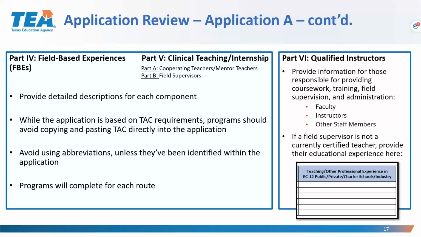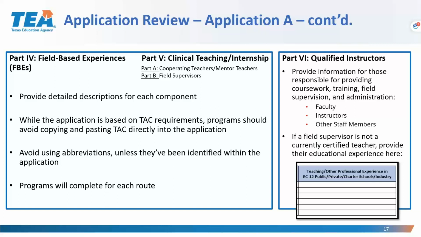For parts 4 and 5, programs should provide detailed descriptions for each component. While the application is based on TAC requirements, programs should avoid copying and pasting TAC directly into the application. Programs should also avoid using abbreviations, unless they've been identified within the application.